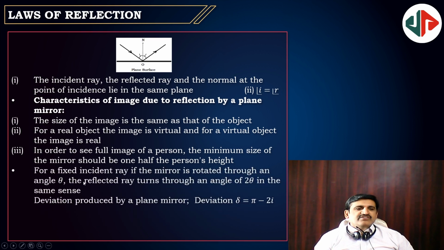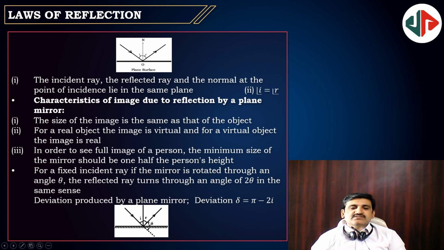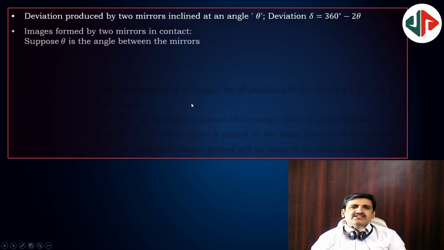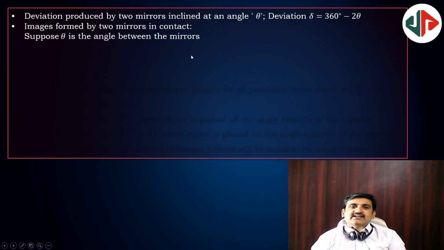And for a fixed incident ray, if the mirror is rotated through an angle theta, then the reflected ray turns through an angle 2 theta. In the same sense, deviation produced by the plane mirror is equal to pi minus 2i. Deviation means this one, delta is deviation. Next, deviation produced by two mirrors inclined at an angle theta is 360 minus 2 theta.